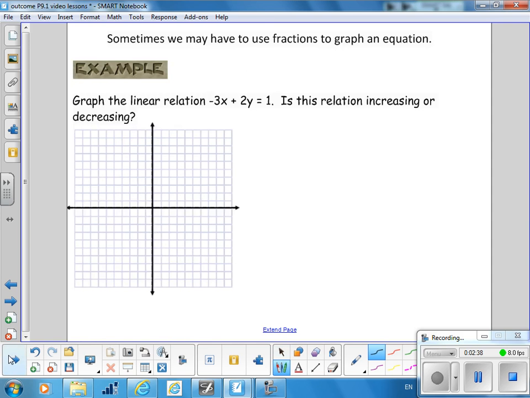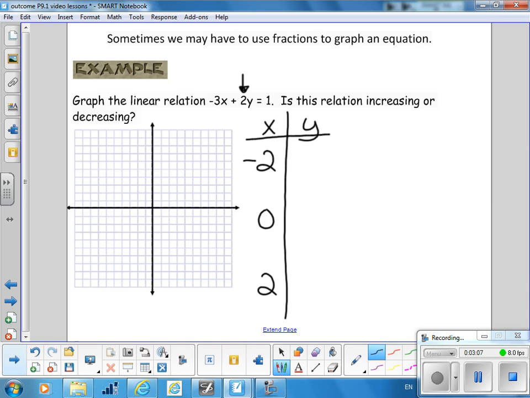Sometimes we may have to use fractions to graph an equation. That's going to possibly occur when we have a coefficient on the y. So when there is a number that is multiplied to the y value, we may have to deal with fractions. That's okay. So what we do is we still set up our table of values with a minimum of 3 points. So again, I'm going to choose -2, 0, +2. We're going to substitute into the equation.